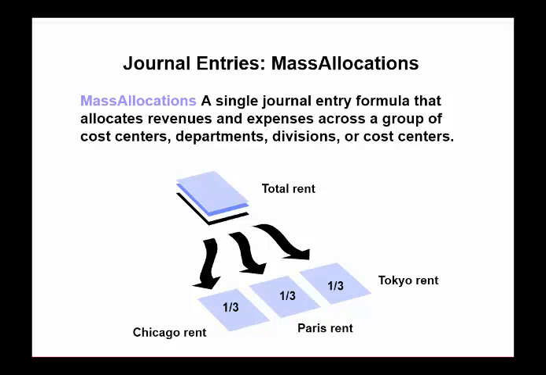As we said, the mass allocations are used for allocating specific expense or specific revenue to different cost centers. This is done in managerial accounting or in control. As you can see, the total rent is paid at the beginning of a month or at the end of a month, and that is recorded in financial accounting. In managerial accounting, I'm going to allocate that rent expense to three different centers: the Chicago, the Paris, and the Tokyo subsidiaries. Each is getting 1/3 of the total rent bill. So you're allocating it 1/3.